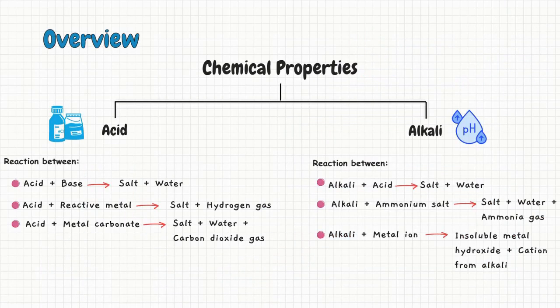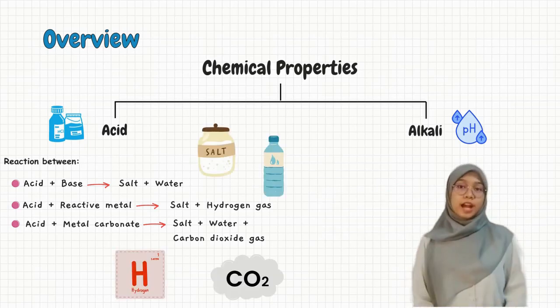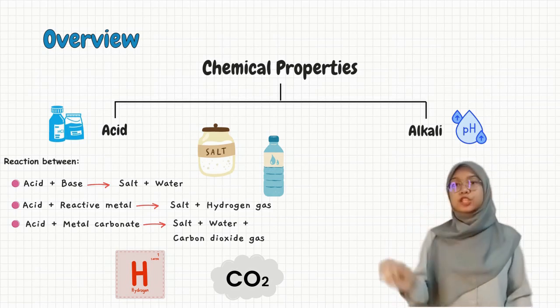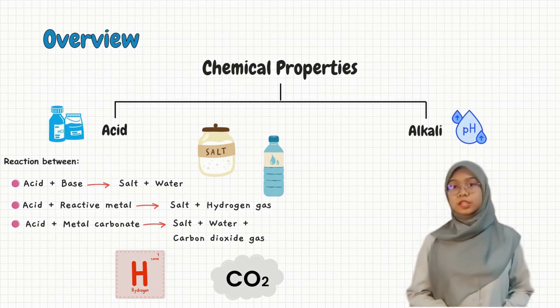Now, have a look at the overview of the theme that we're going to go through in this video. We're going to talk about the chemical reaction of acid and alkali. Let's go through one by one together. Now, we see the acid part first. There are three reactions that show the chemical properties of acid.